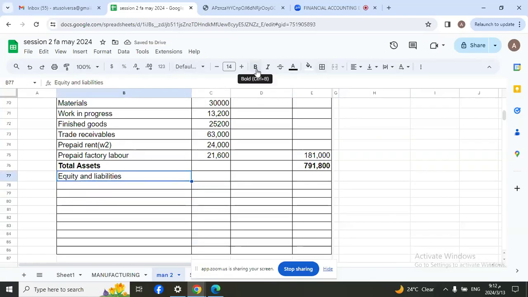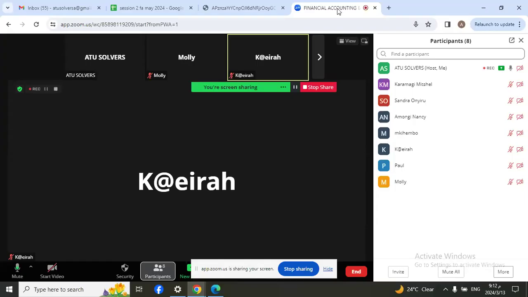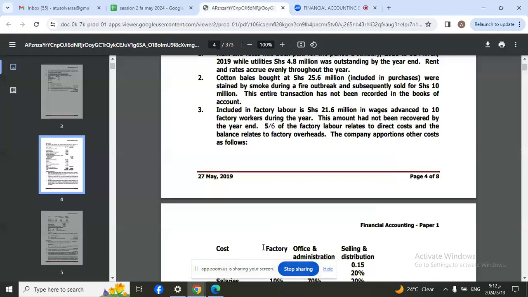So under equity and liabilities, what do we start with? Yes? Guys, are we together? Under equity and liabilities, what do we start with? You seem tired.